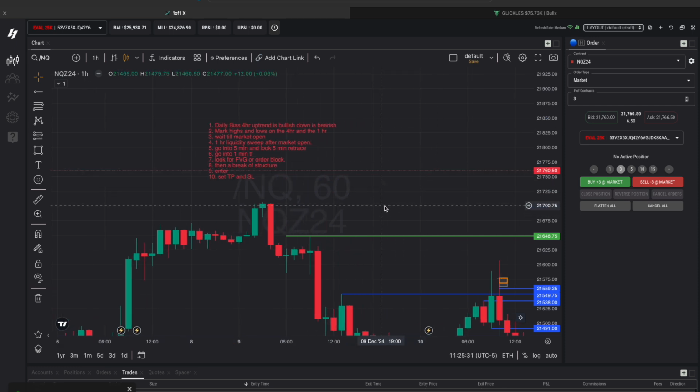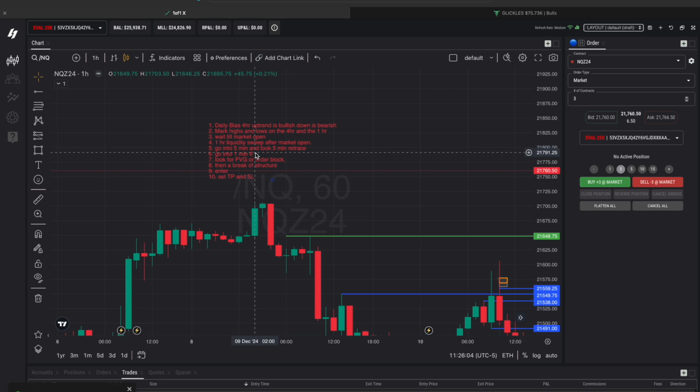Pretty simple. We'll go over it again. We're looking for daily bias. So what's the trend? Is it down or up? Because that's what you want to trade with. Then we mark the highs and the lows on the 4 hour and the 1 hour. Then we don't do anything till market opens. We look for a 1 hour liquidity sweep after market opens. So we're on the 1 hour time frame. That doesn't mean it has to be a sweep of the 1 hour high. It can be a 4 hour high or low. We're just looking for a sweep of that after market opens.